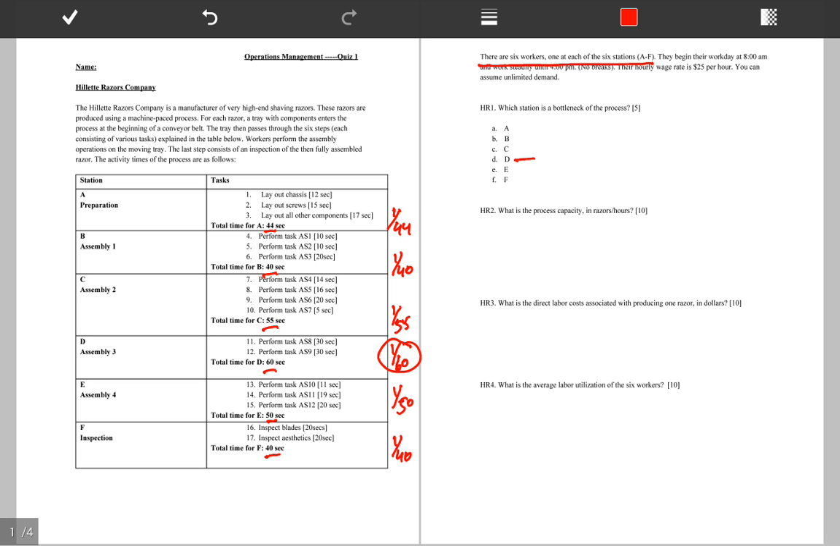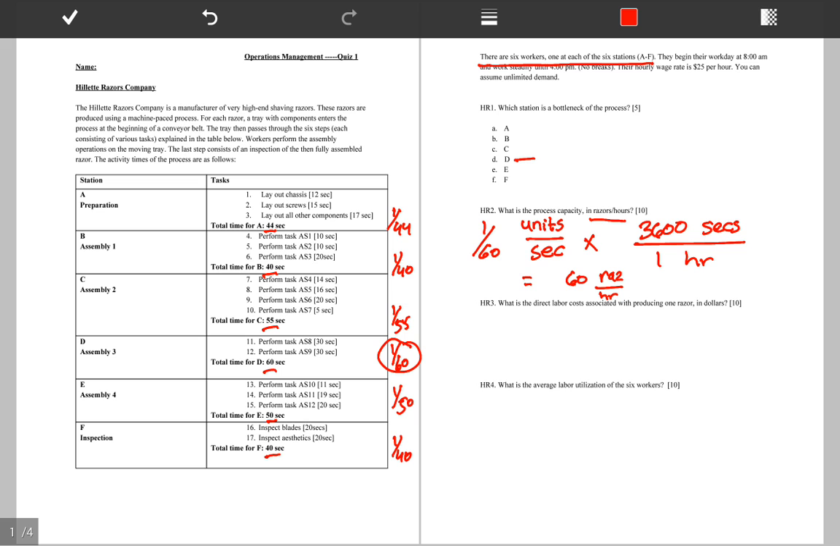Well, the next question asks, what is the process capacity in terms of razors per hour? Well, the process capacity is given by the bottleneck step. The bottleneck step has a capacity of 1 by 60 units per second. So this must be the capacity of the process, but the answer should be in razors per hour. To convert from units per second to units per hour, we can multiply this by 3600 seconds, because there are 3600 seconds in 1 hour. Well, you get 60 razors per hour.